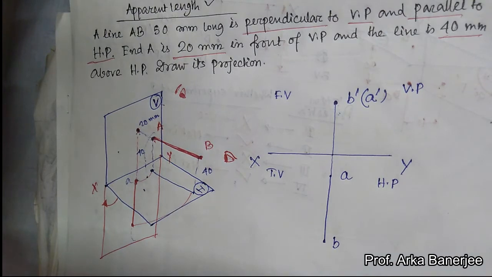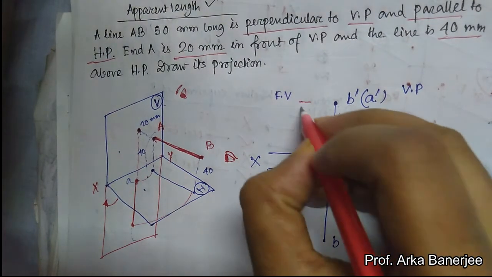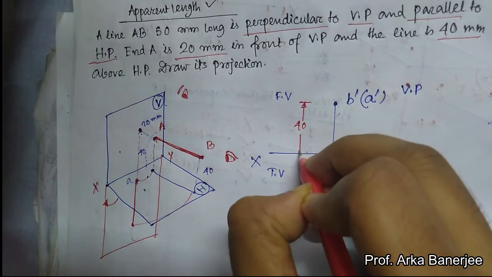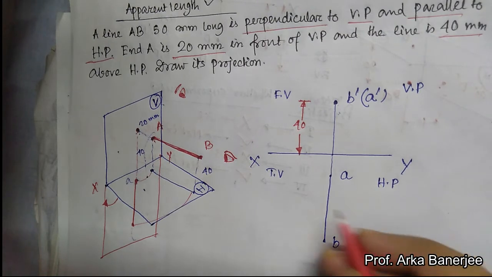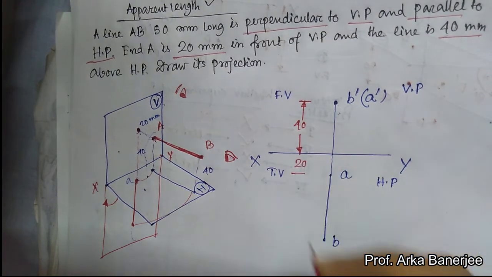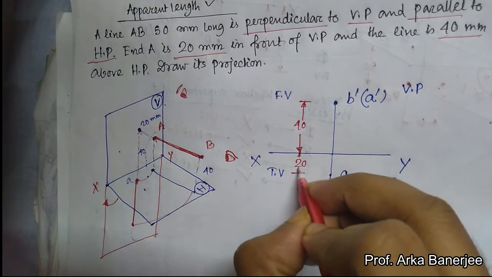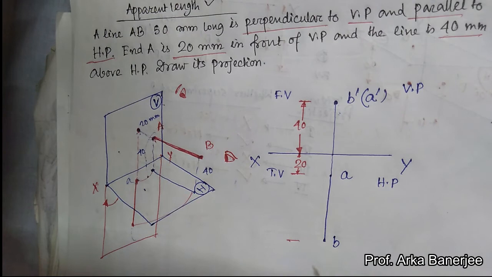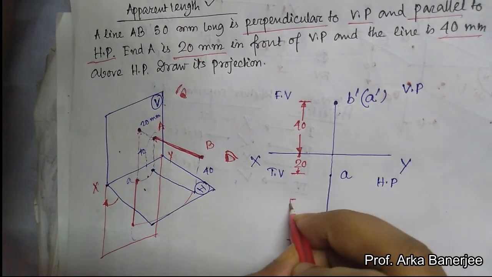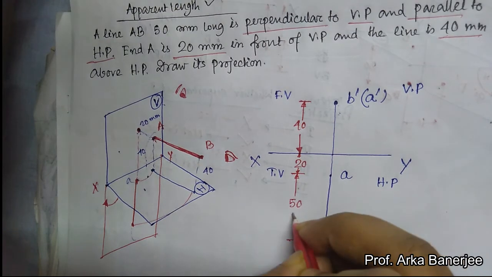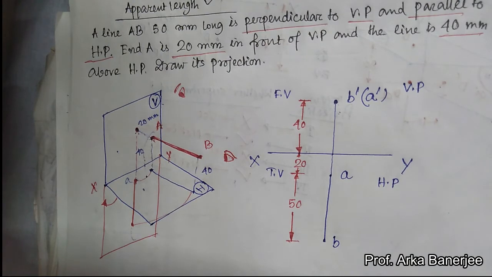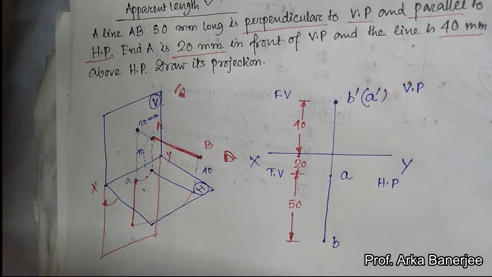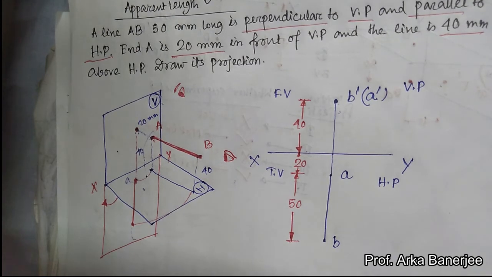Then we need to dimension. This length is 40 millimeter. Follow any method of dimensioning, either unidirectional or aligned. We are using the unidirectional type of dimensioning here. This is 20 millimeter and this length is 50. So your drawing is complete, and this figure will be the final answer in our drawing sheet.